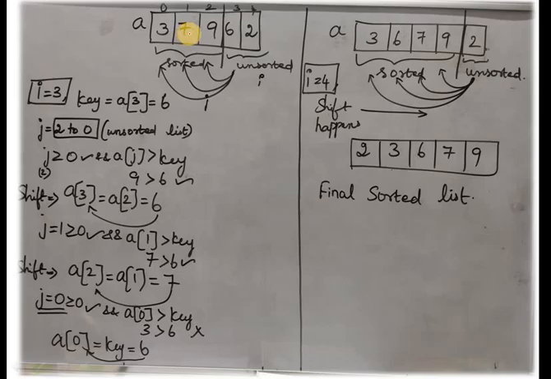Here 6 has to be inserted after 3. So we have to do 2 shifts. First shift 9, then you have to shift 7. Then you have to insert 6 in that position. After shifting 2 elements, you insert 6 in that position.